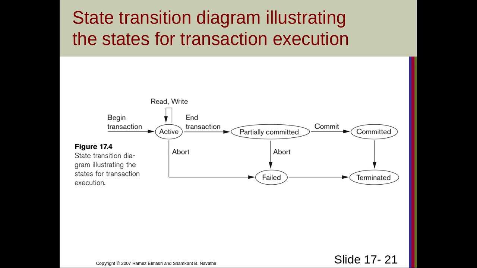So this is the state transition diagram for the transaction execution. It starts with begin transaction, and when it is active, read and write operations are done. At the end of the transaction it enters a partially committed state, and once it is committed, it can be terminated. In between, you can abort at any point in time. From the active state you can abort. From the partially committed state also you can abort, and if you abort, it will enter a failed state, and from that point it can be terminated.